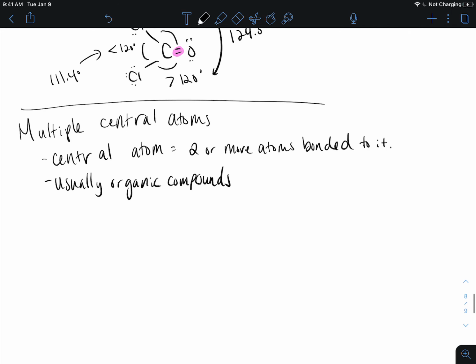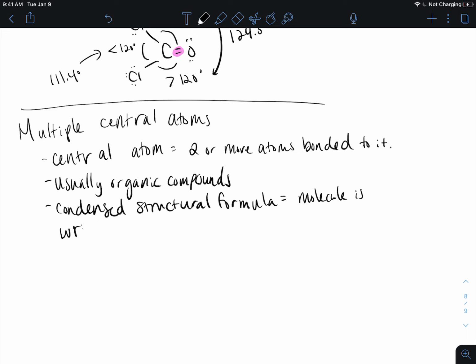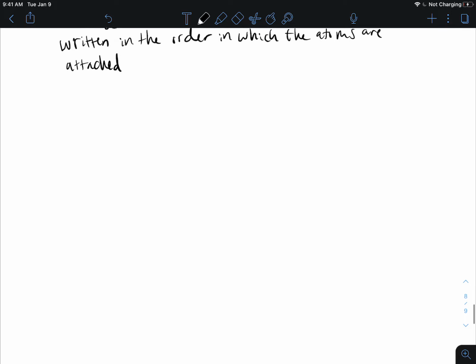So when we're looking at our multiple central atoms, generally what I'm going to give you is a condensed structural formula, which is a formula that shows what the order of atom attachment is. Okay, so I'm going to do a couple of examples real quick.